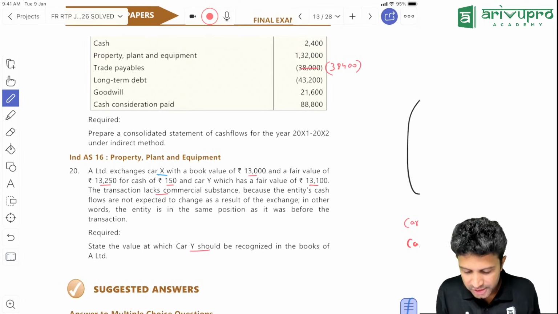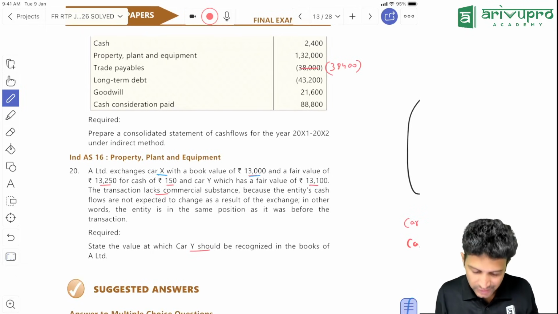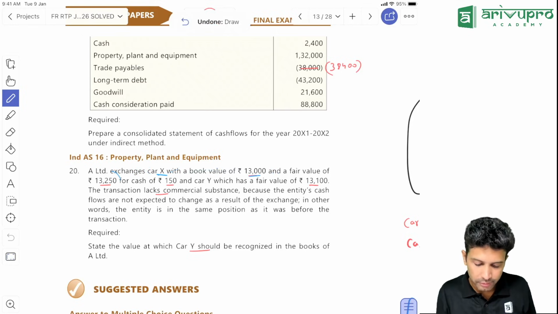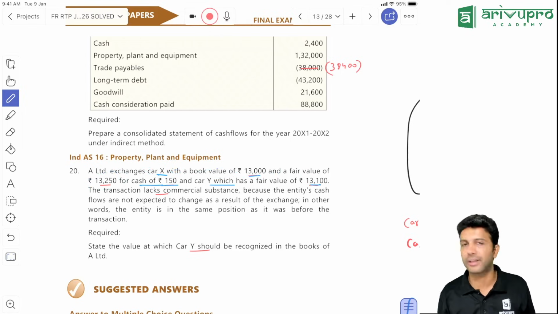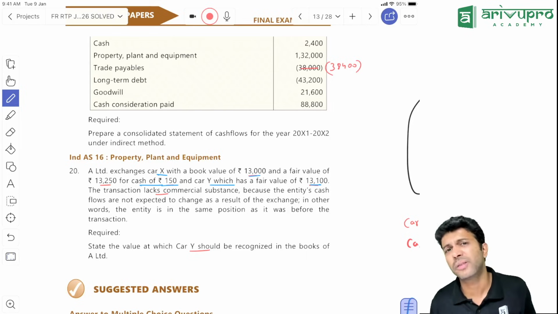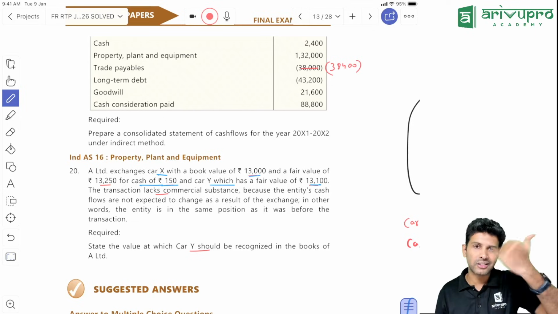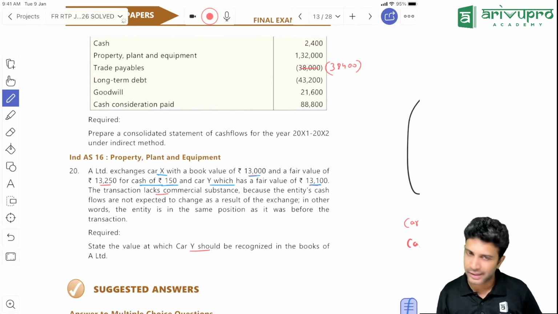A Limited exchanges a car with a book value of 13,000. So we are giving away car X, whose book value is 13,000 and fair value is 13,250, for cash of 150 and car Y, which has a fair value of 13,100. So this is an exchange scenario, right? Now, we know the exchange provision, but whenever an exchange scenario happens, you first have a basic idea as to what asset is coming in and what asset is going out. Make a track of the in and out assets.